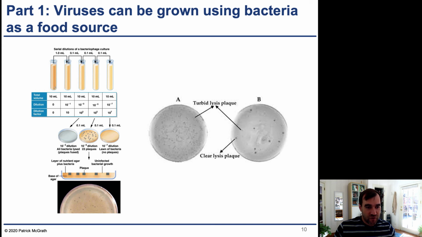So you would grow a food source, and then this food source would also have bacteriophage injected in it. You typically do serial dilutions of the phage so that you find a level of phage where you can create something that looks like a colony as well.